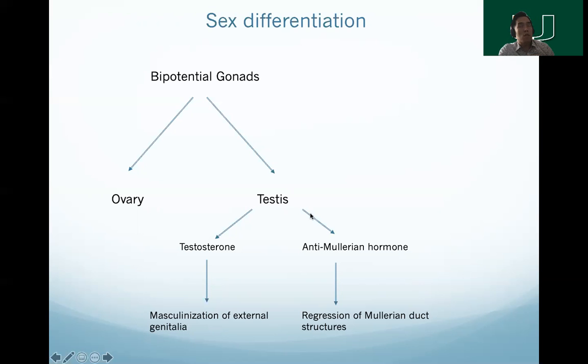Testes also consist of Sertoli cells, right? So what does the Sertoli cell do? They secrete anti-Müllerian hormone. So what does anti-Müllerian hormone do? It causes regression of Müllerian duct structures. What are those? Uterus, fallopian tube, and upper two-thirds of vagina. Remember, uterus, fallopian tube, and upper two-thirds of vagina. The lower one-third of vagina is considered external genitalia, right?